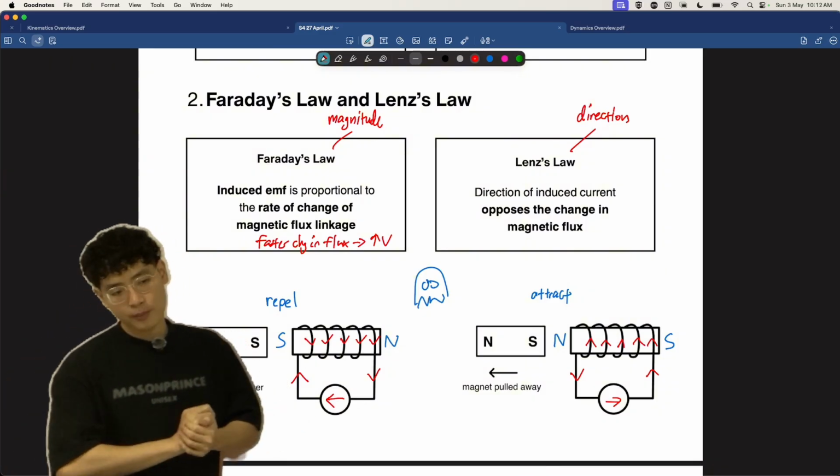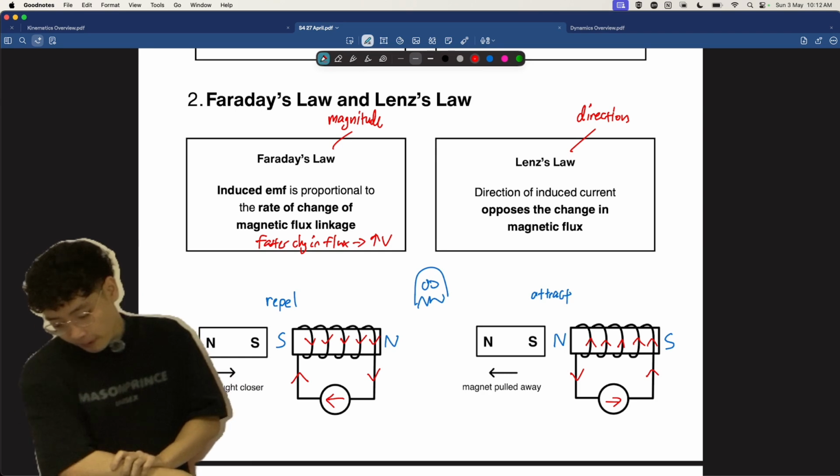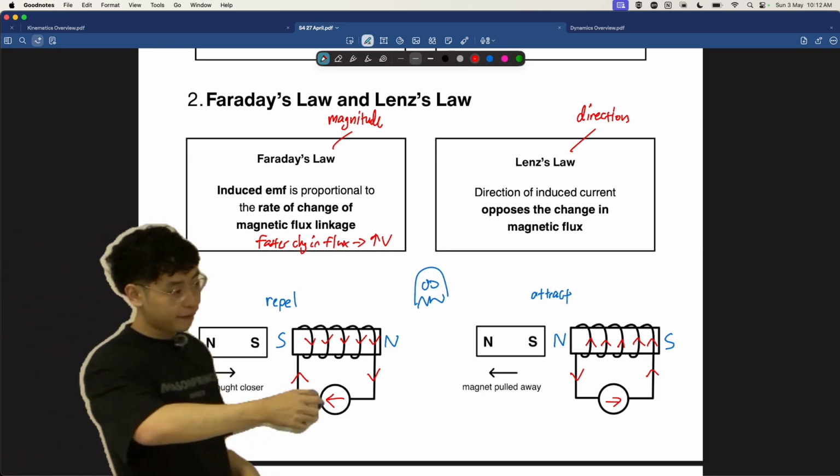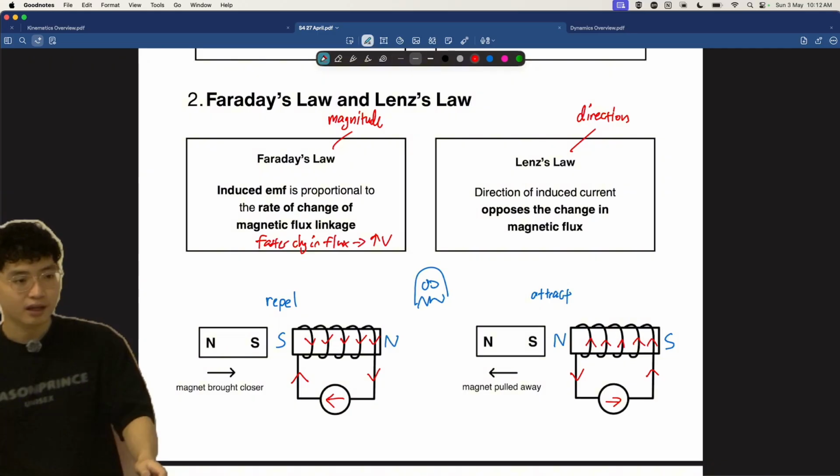Last thing about this diagram, right, is maybe Alexa, can I ask you, what happens if I continuously push in and pull away the magnet, what's going to happen?